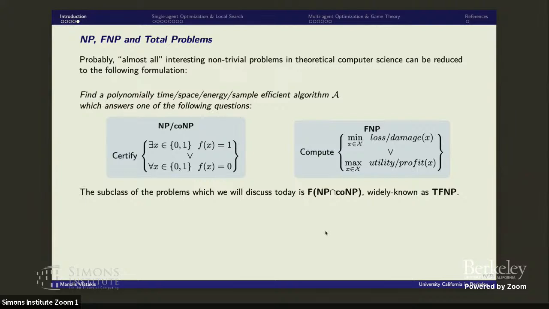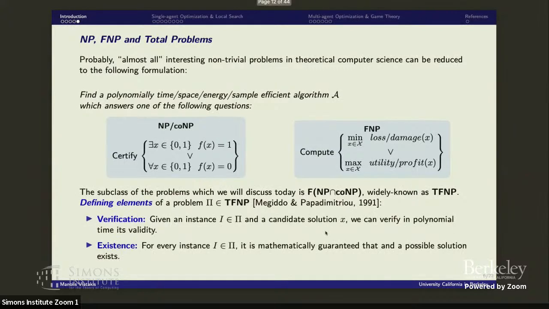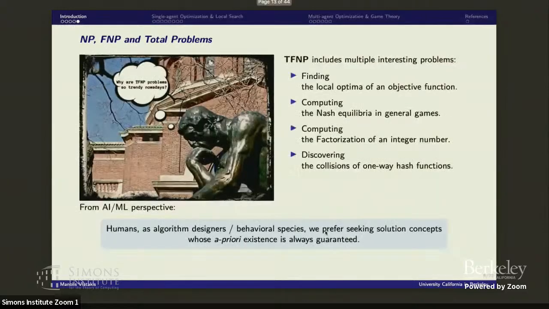Now, the subclass of the problems that I am really interested in is the intersection of them, that is called TFNP. For all of you that have never heard of that class, it has the following property. If I give you a solution, you can check in polynomial time that this is a solution for an instance of a problem. And there is a mathematical guarantee that says that problem has a solution.